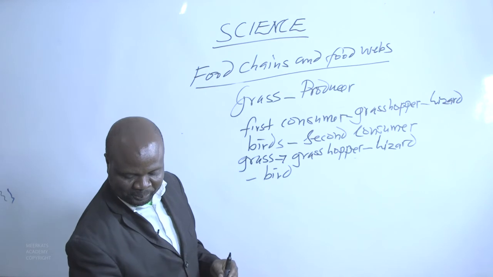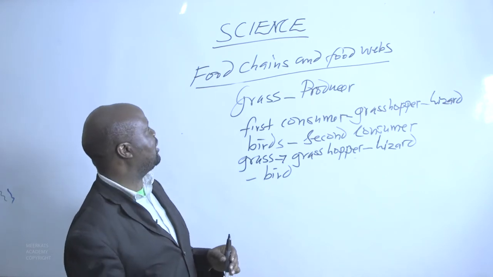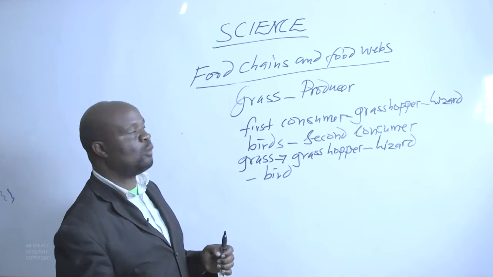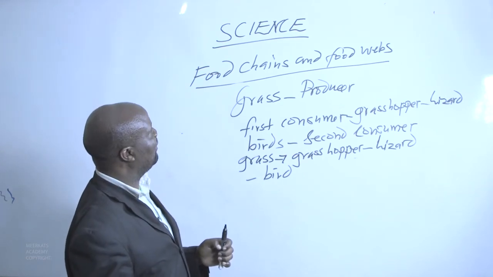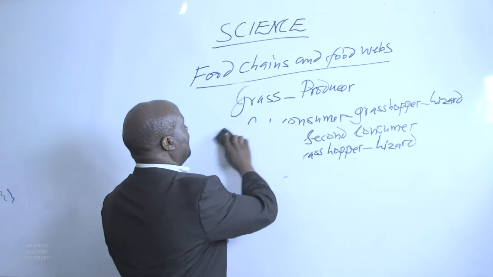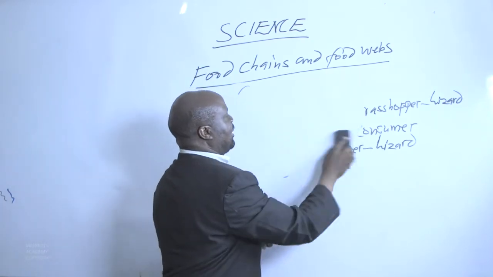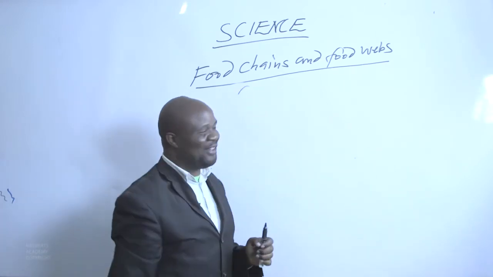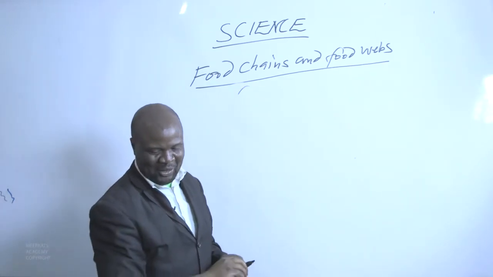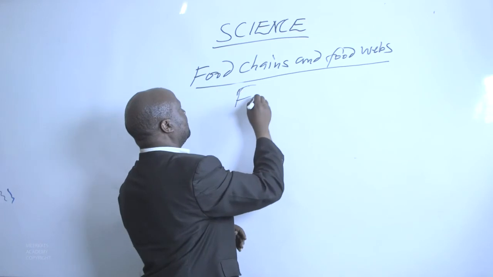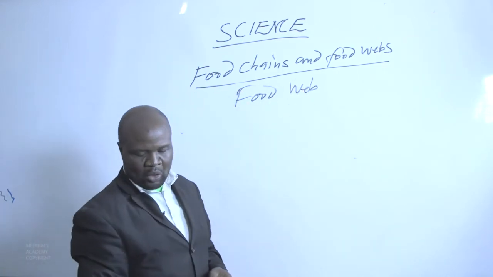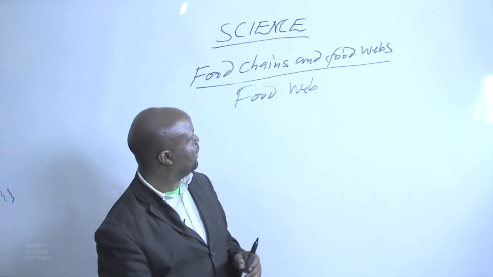Now, we have been talking about food chains, but we want to see what food webs are. Therefore, let us concentrate and see what food webs are. From many food chains, they formulate food webs. On food webs, we are told the following.